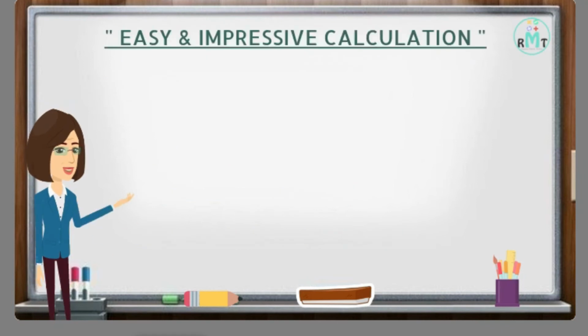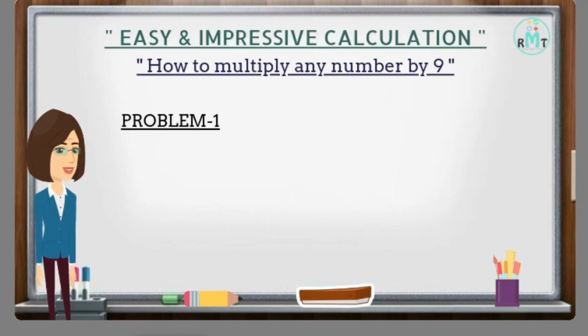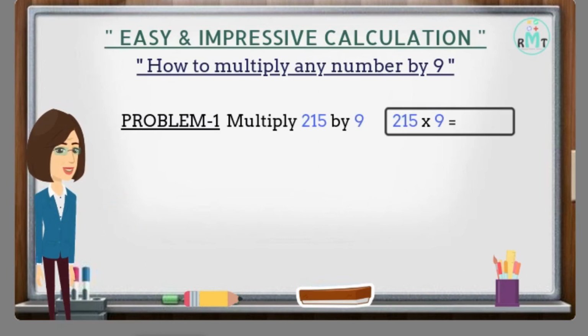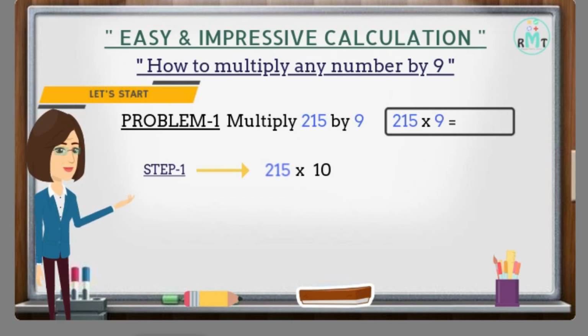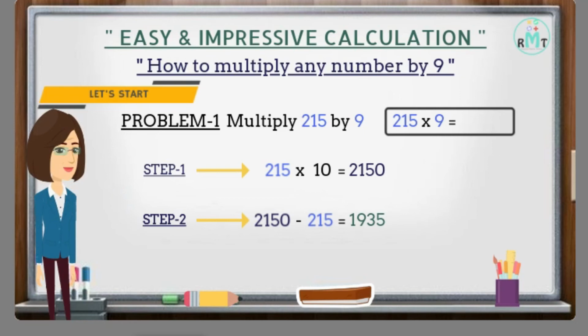Let us solve few problems on topic 3. Problem 1. Multiply 215 by 9. Let's start. Step 1. Multiply the number 215 by 10. So we get 2150 as the answer. Step 2. Next we subtract the number 215 from 2150 and we get 1935 as the answer. Hence, the final answer is 1935.